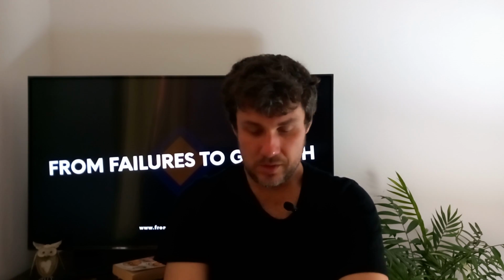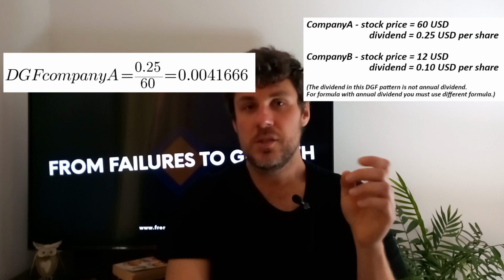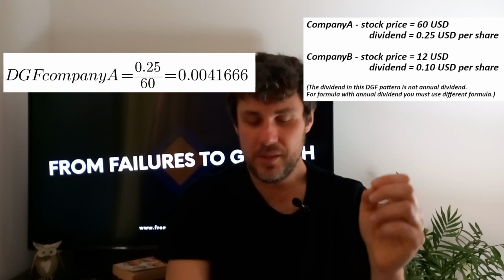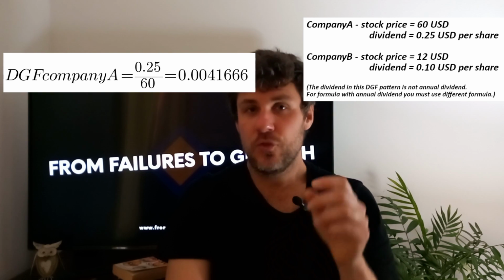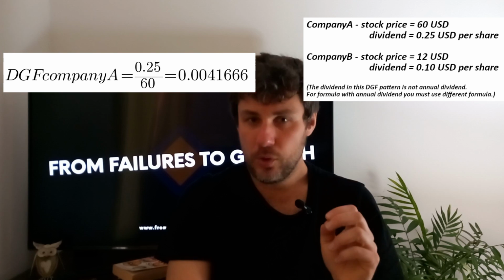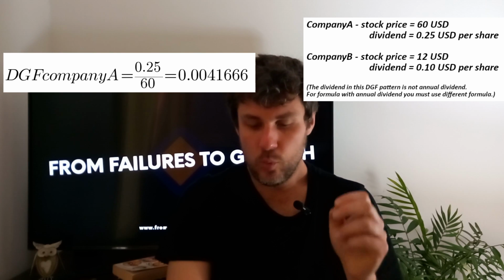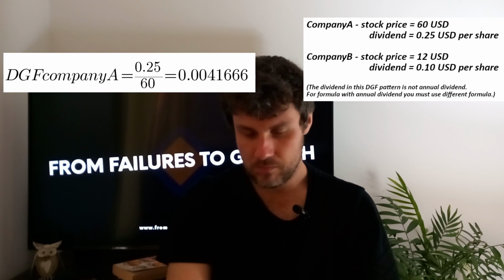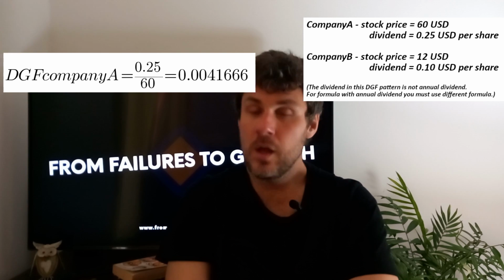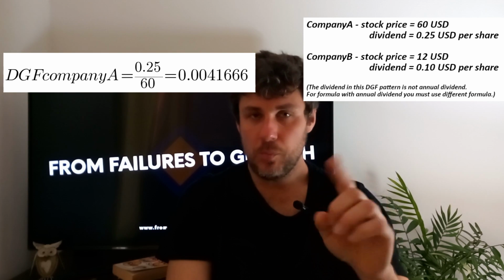So I was thinking one day, maybe it's written somewhere in the books, I really don't know, about these things. So let's do this. DGF company A equals 0.25 divided by 60. The result is 0.0041666. So this is the first company, A.